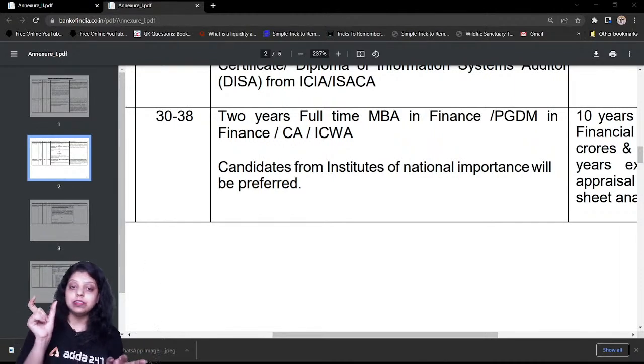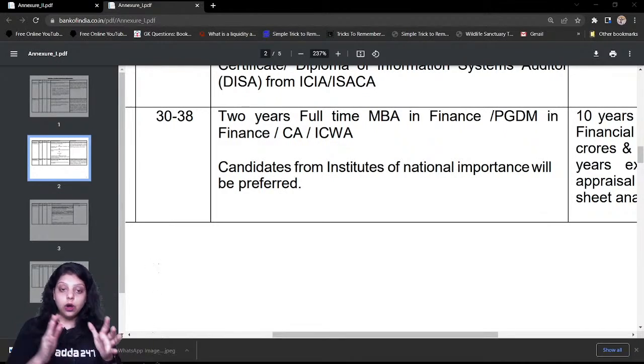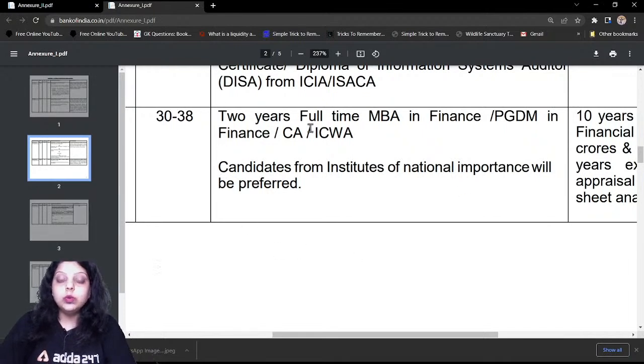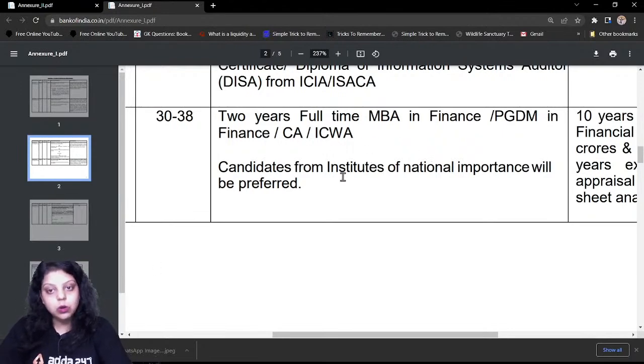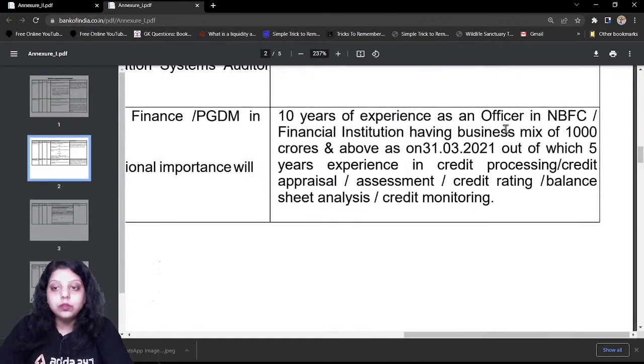So do make sure the experience field and the education qualification will be clearly read by you while filling the form. So 2 years full-time MBA in finance, PGD, BM in finance, CA or ICWA. These are all in the condition of or. Now the 10 years of experience as an officer in NBFC, that is non-banking financial company, financial institution having business mix of 1000 crores and above as on 31st March 2021. Do make sure this date is also mentioned.